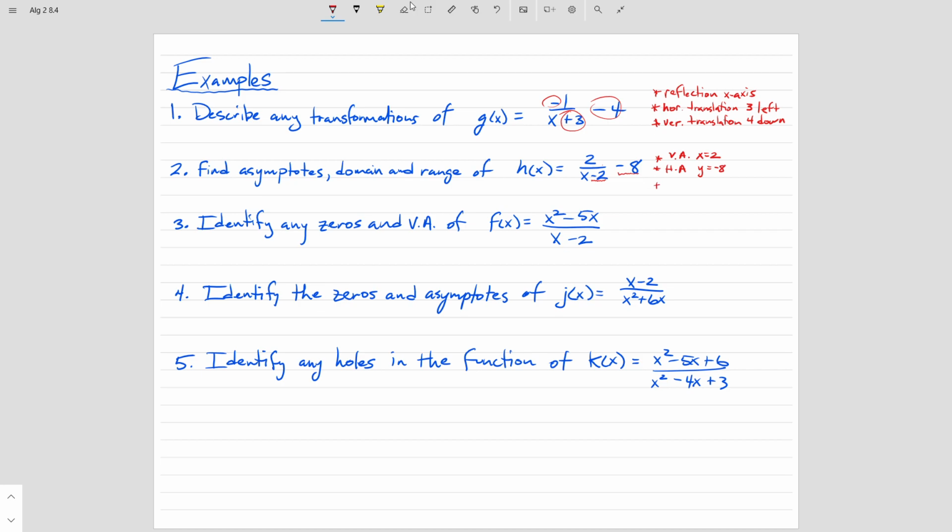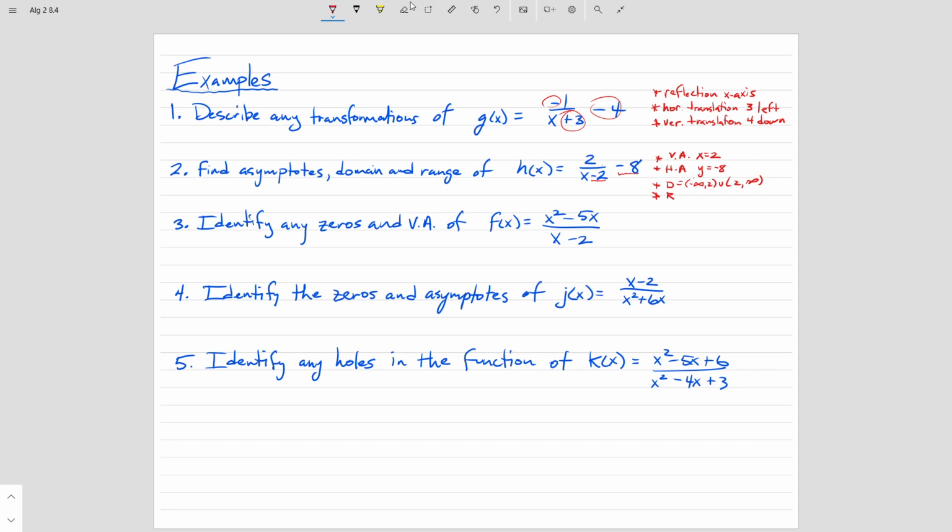Domain and range. So domain is the exact opposite of the vertical asymptote. So my domain is going to be everywhere but 2. So negative infinity to 2, along with 2 to infinity. I'm hoping this isn't writing too small for you to see in your video.